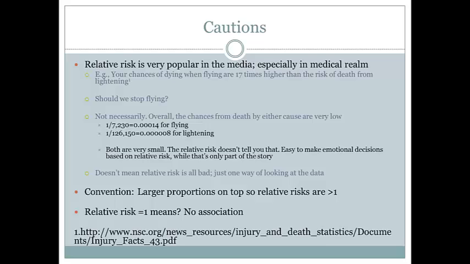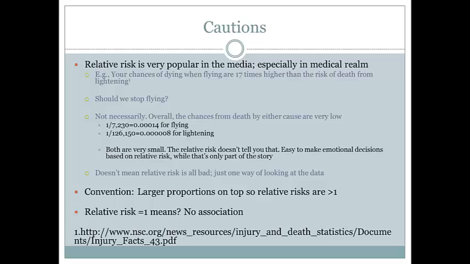In fact, it's 1 out of 7,230, that's 0.00014 for flying, and 1 out of 126,150 for lightning. That's a lot of zeros before the 8. Both of these overall chances of death from these causes are very small. The relative risk doesn't tell us that. It just tells us dying is 17 times as likely from flying as it is from lightning. So it's easy to use the relative risk to make emotional decisions.